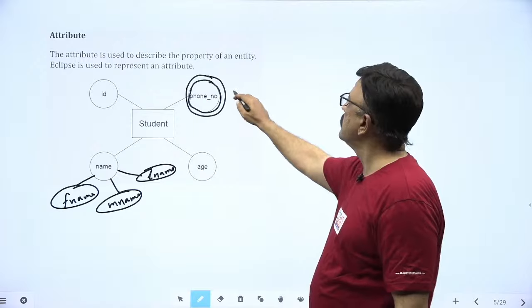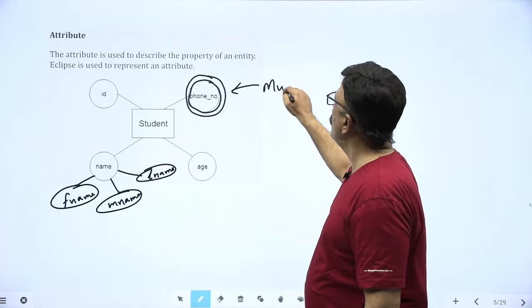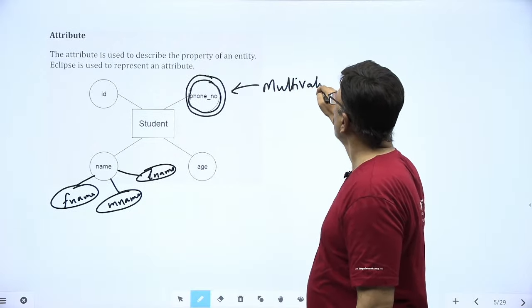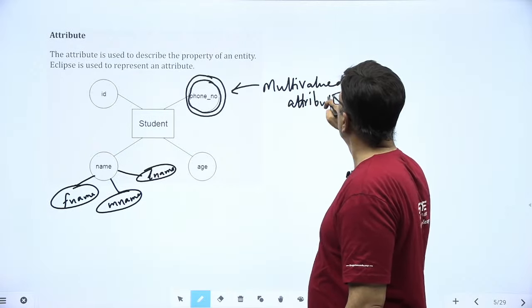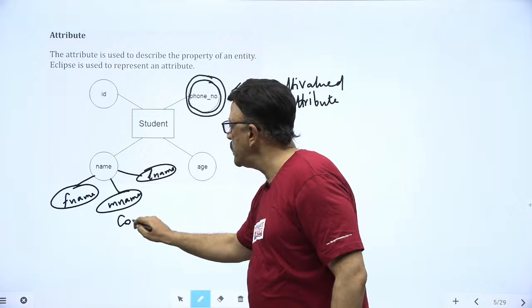This is a multi-valued attribute. This is a composite attribute.